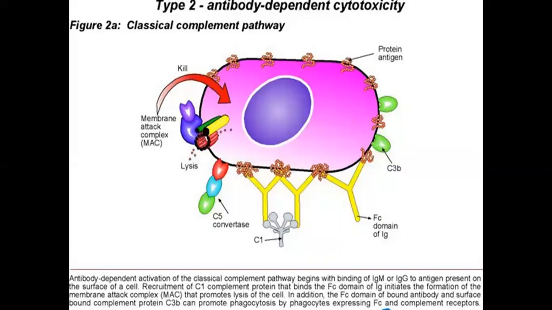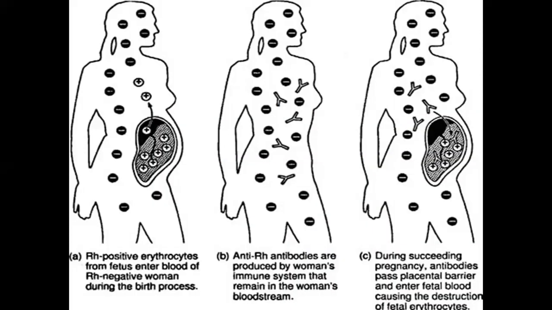Antigen in case of type 1 reaction was free. Antigen in case of type 2 reaction is already part of the cell surface. I hope you are clear with the concept.